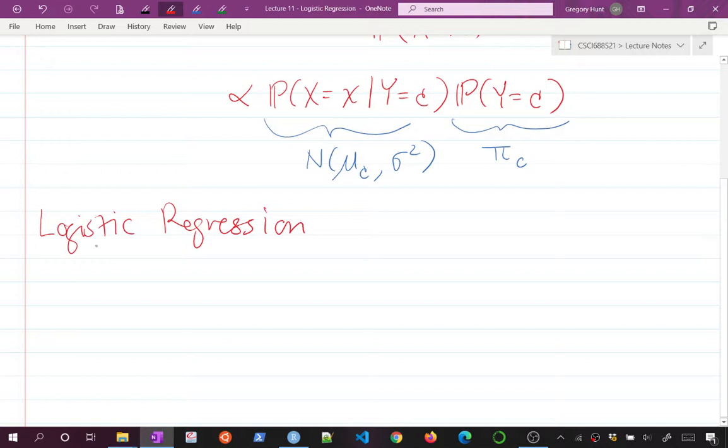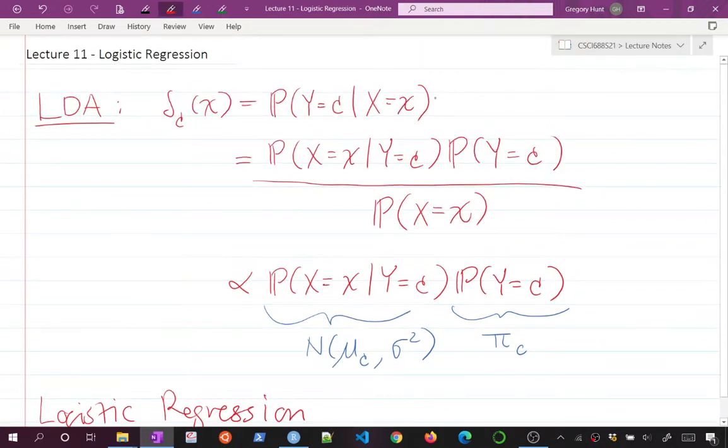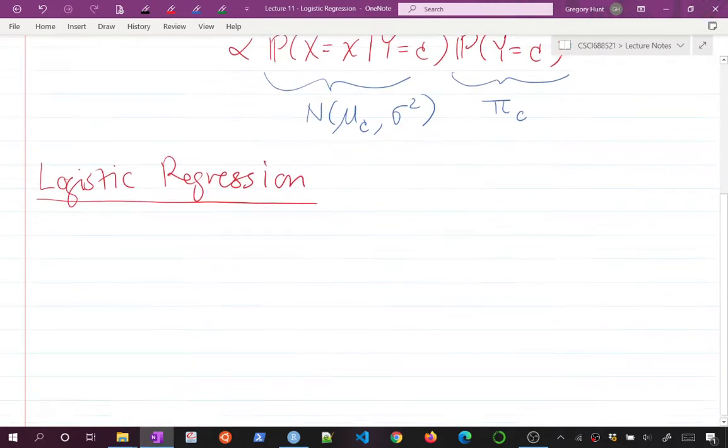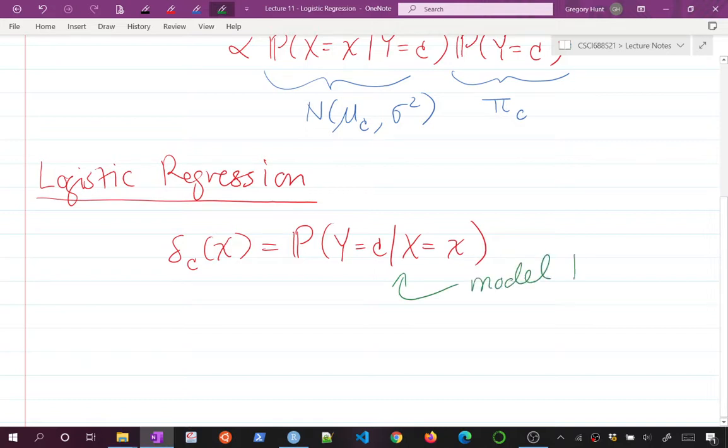The reason I went back over that recap is LDA uses Bayes' rule to calculate this probability. And with logistic regression, we're going to look at our discriminant function. It's, again, going to be looking at this probability, but we're going to model this directly. So logistic regression is going to model this conditional probability directly.